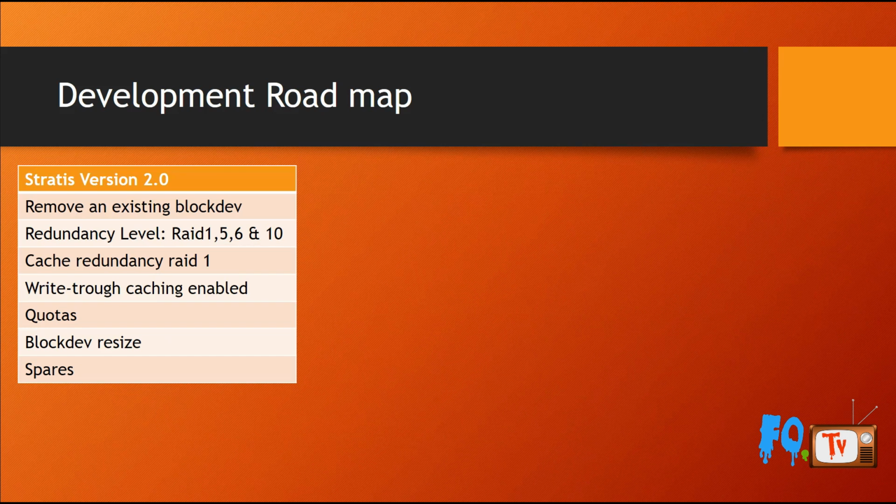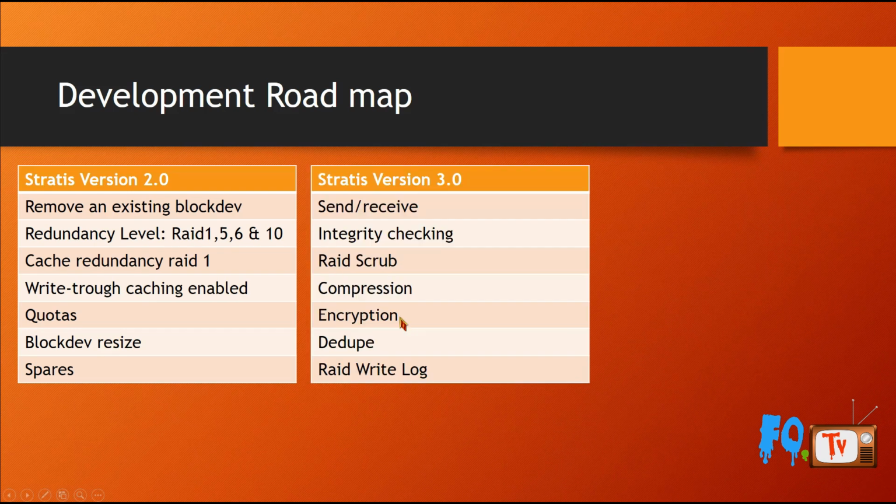And quotas. There are no quotas as of now in version 1, but quotas are also going to come. And block device resize: sometimes if you use 50% of the block device for the storage pool and want to expand that size, you can do that in version 2. Spares, which is more important: whenever you add a block device as a spare and one disk fails, the data will be moved to the spare and used. So that's another feature which is going to come in version 2.